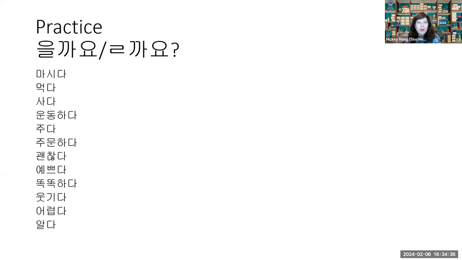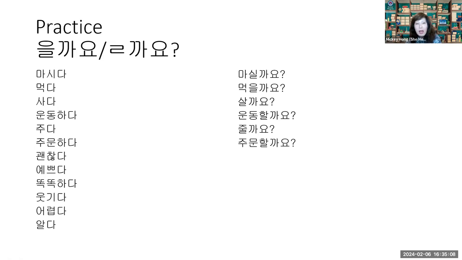Let's practice some more. How do you say, shall we drink something? 마실까요? 먹다? 먹을까요? Shall we buy something? 살까요? Shall we exercise? 운동할까요? Shall we give something, a present, 선물 줄까요? Should we make an order? 주문할까요? Do you think somebody is going to be okay? Something will be okay?